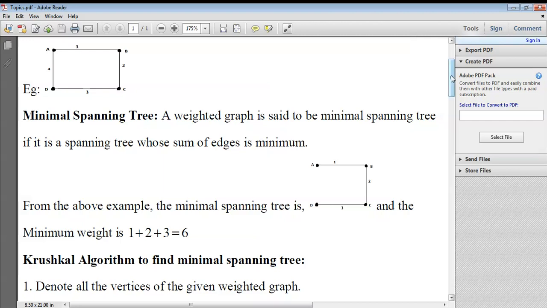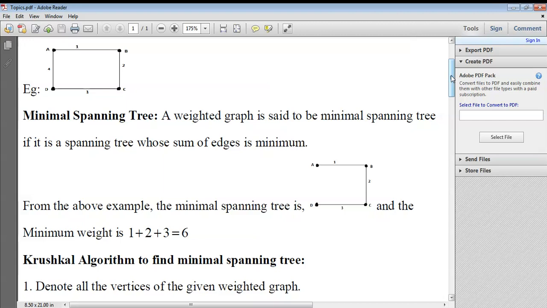So now let us see the meaning of minimal spanning tree. A weighted graph is said to be a minimal spanning tree if it is a spanning tree and the sum of weights of edges is minimum. A spanning tree is a subgraph which is itself a tree and has all the vertices of the main graph, and a tree is a connected graph which does not contain cycles.